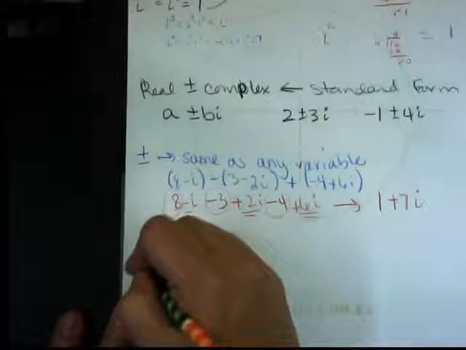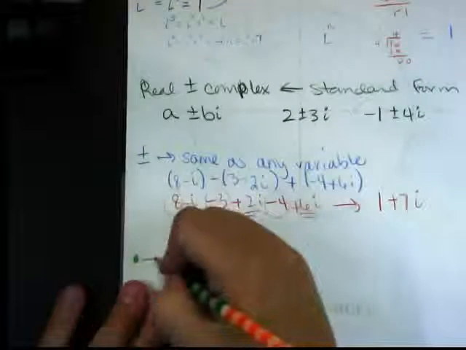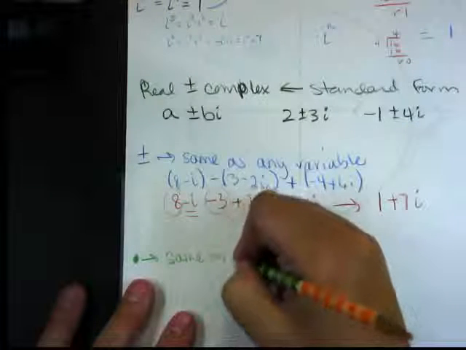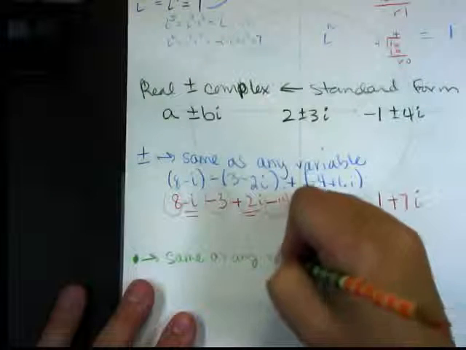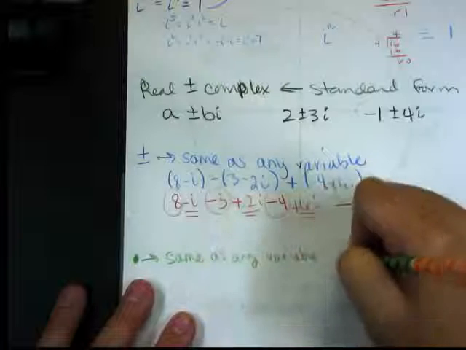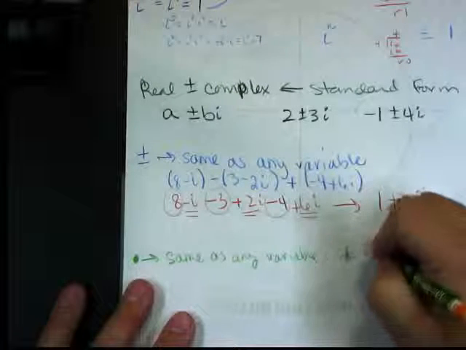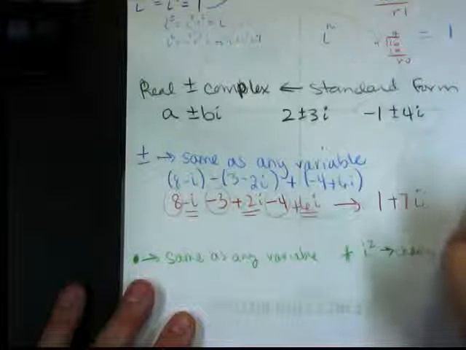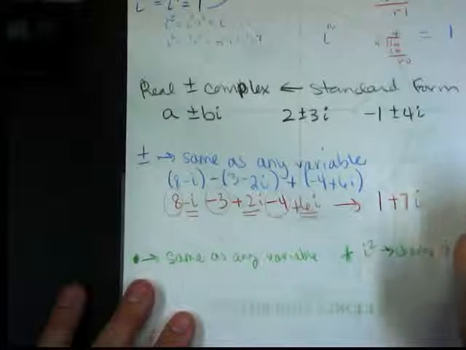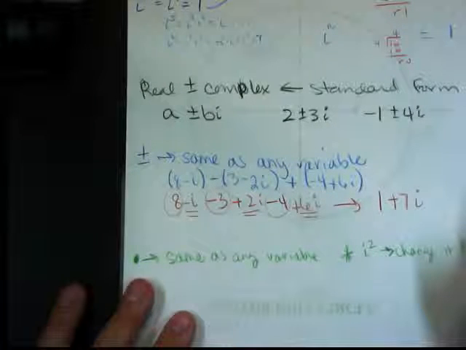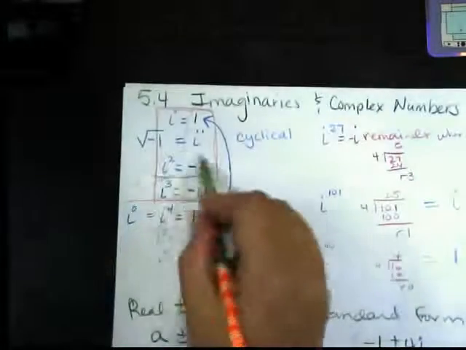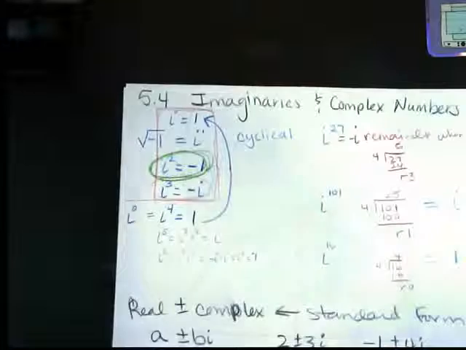When we multiply, it's the exact same, with one exception. Anytime we get an i squared, we change it to -1. And that goes up here. i squared is -1.